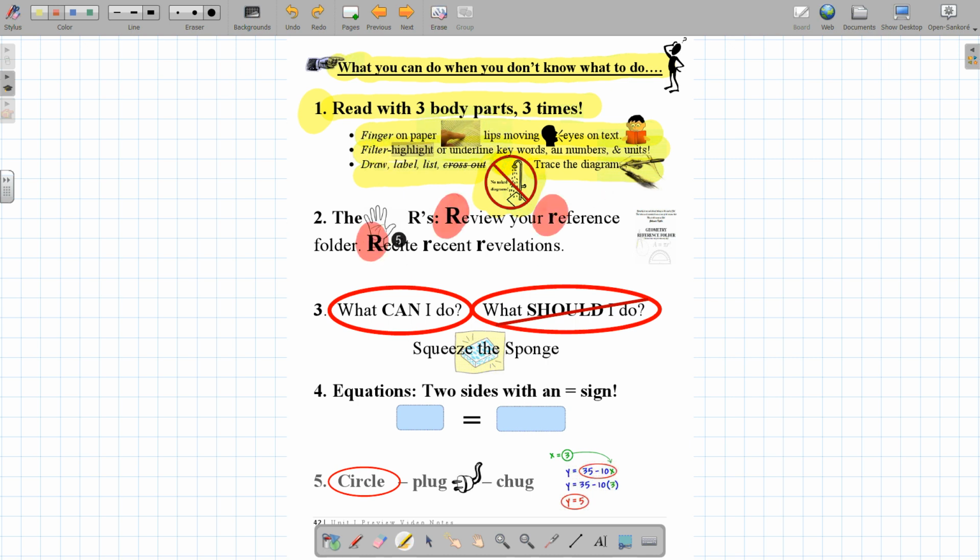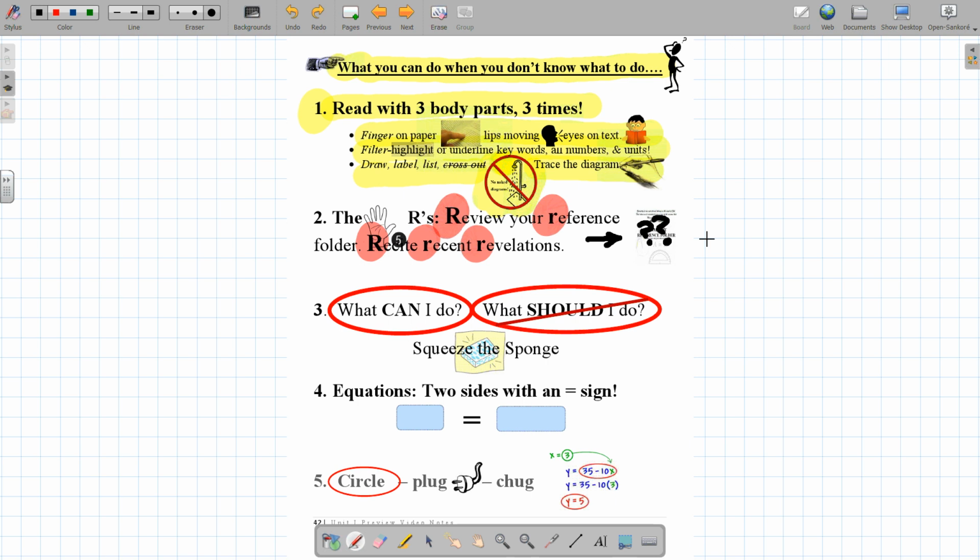You ask yourself a very simple but very important question: what can you do? You do not ask these should-do questions. Should stops your brain thinking, because the minute you don't know what you should do, you stop giving effort. So you ask yourself, what can you do? Squeeze the sponge means find everything possible. Squeeze out all the information that you can possibly find out of the problem.